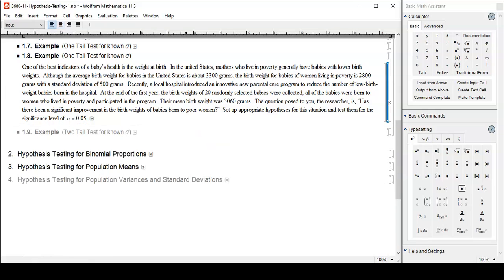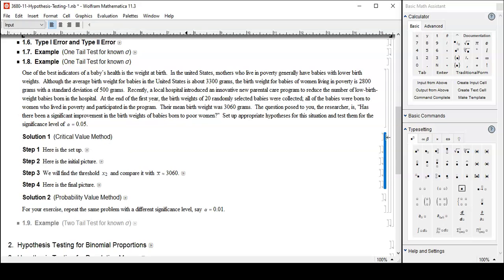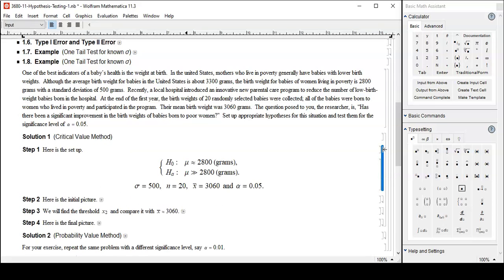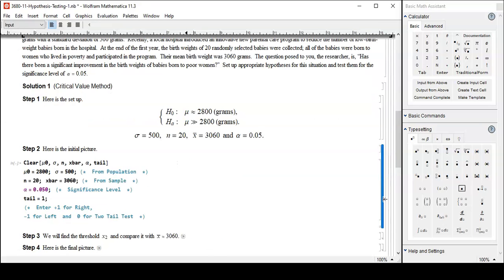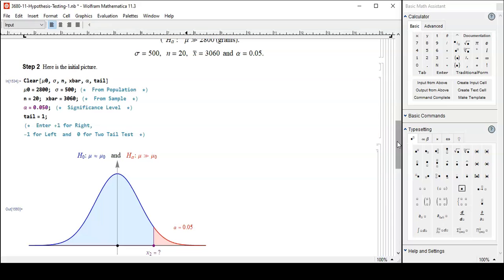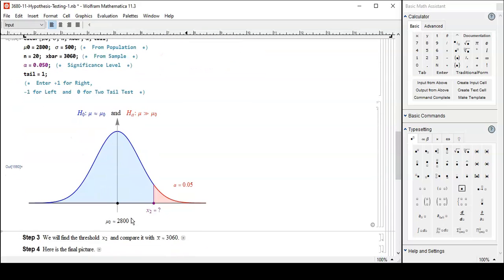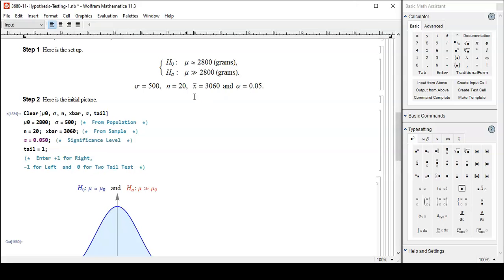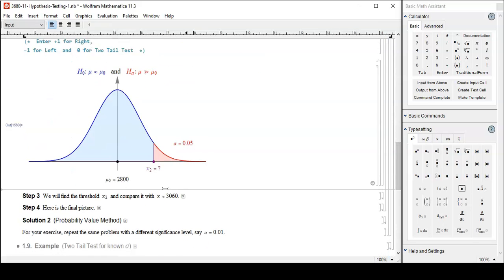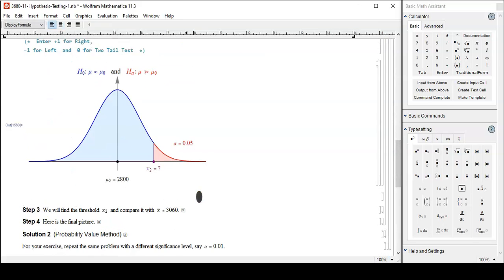Okay, here we go. First, the critical value method. Here's the setup. And based upon this, here is the initial picture. Always begin with a picture. Normal picture, centered at the null, and we want greater, so improvement here, and we want this x value. And once you find the x value, you're going to compare it with 3060. All right, how do you find your x value?